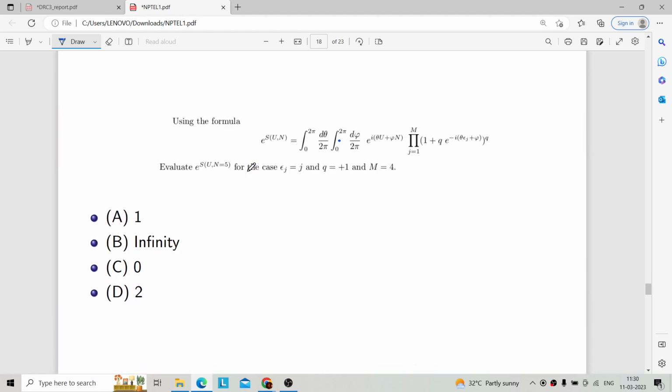So coming to the next question, we have a similar distribution. This time we have 5 particles and q equal to 1, that means fermions. And what is the m value? 4.